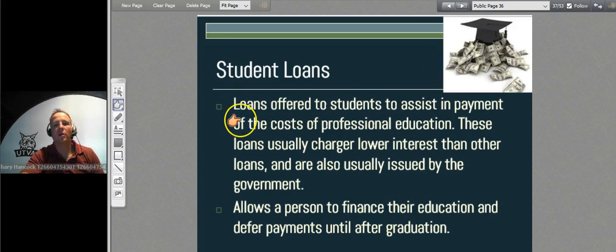You have student loans, which I've kind of warned you about before, but if it's the only way you have to pay for college, you've got to make sure it's worth it. It's a loan offered to students. Some of them, the interest is deferred on the student loans. Some aren't always. And it allows a person to finance their education and defer payments until after graduation. So they are nice in some ways, but I would be very, very careful as you are doing that.